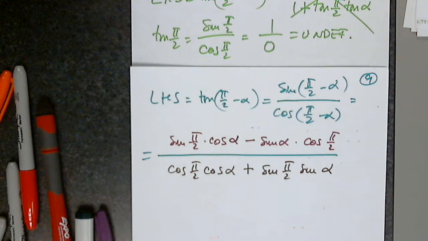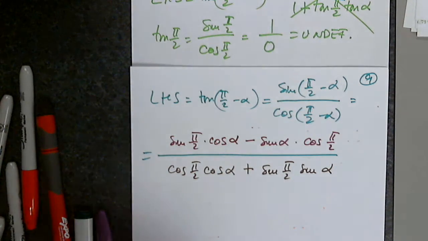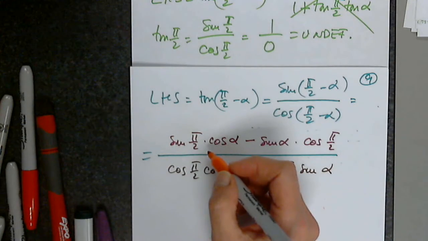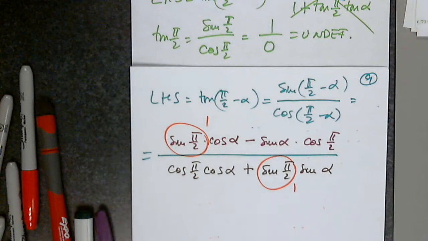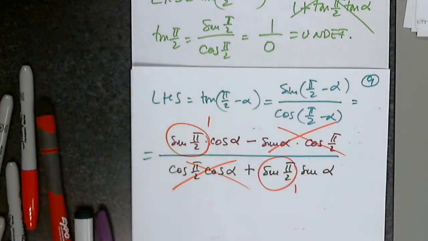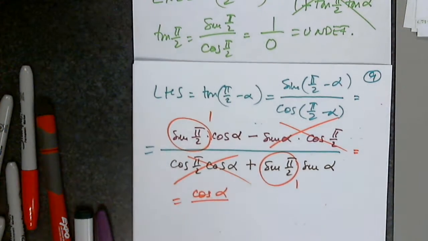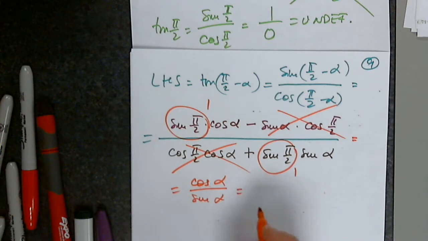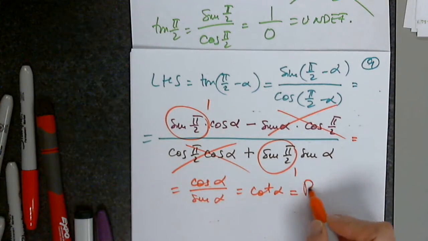Yes? Okay. So now, can anyone remind us sine pi over 2? We just used it a minute ago. 1. So this is 1 and this is 1. Can anyone remind us cosine pi over 2? 0. If cosine pi over 2 is 0, then that term goes away. So then what is left at the top? Yes, cosine alpha over sine. Good. So what is this? So is this the right-hand side?